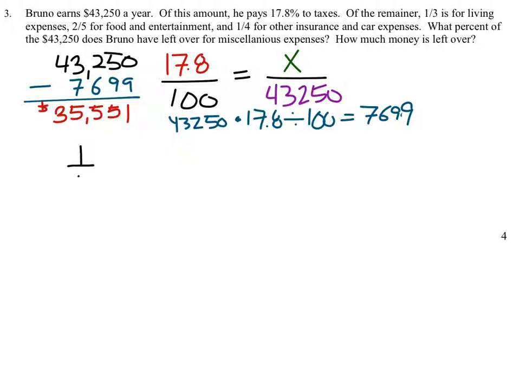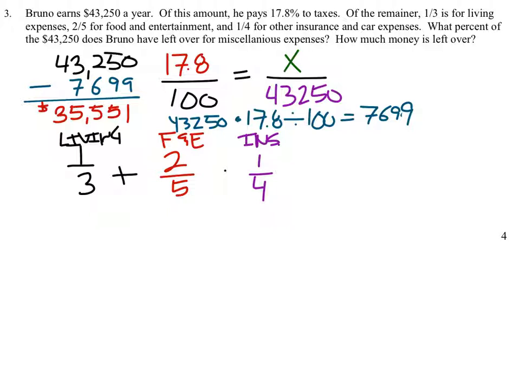So we got the third from living expenses. This is from living. And then we need the fraction for food and entertainment, which was 2/5. And then we got the insurance and car, which was 1/4. Now when we add these, this will give us all of the expenses. Now remember, with fractions, we can't just add these right away, so we are going to need common denominators. And the common denominator I'm looking at would be 60.